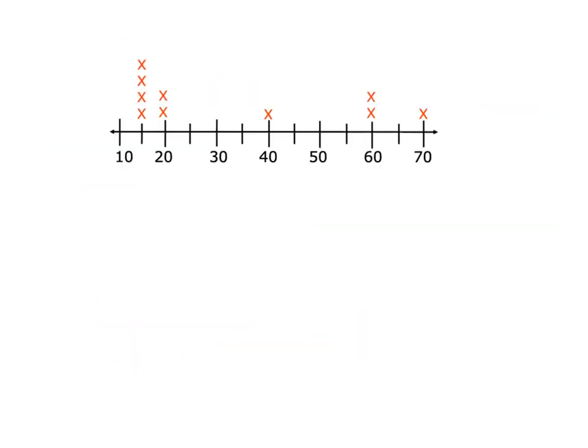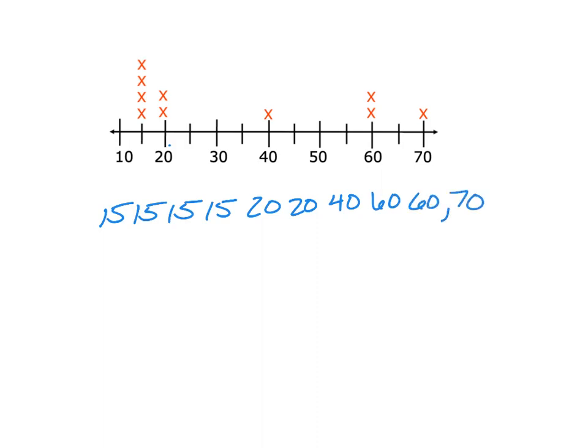This one does not have a title. This is a line plot. Does not have a title, but we have to include every little X. So they're counting by 5s. So there's 4 15s, 2 20s, a 40, 2 60s, and a 70. So there's all my data.